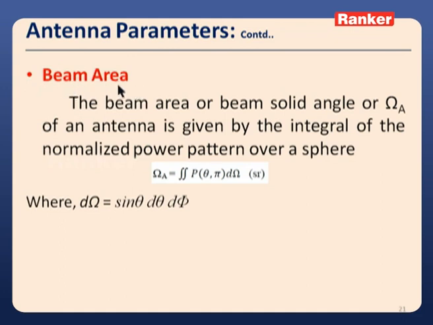The name itself indicates that it is some area, but it is not an area, it is a solid angle. A solid angle is nothing but a three-dimensional angle. So the beam area or beam solid angle of the antenna is given by the integral of the normalized power pattern. What we have to do is take the normalized power pattern and integrate it over theta and phi, the azimuthal angle and the elevation angle. Then you will get the total solid angle through which the radiation comes into the picture. That total solid angle is said to be the beam area, and this is a simple equation which describes that beam area.